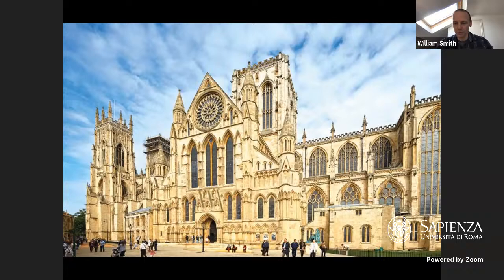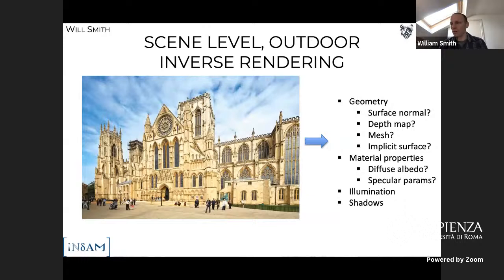So there are a few sub problems that you might consider trying to solve in doing this. One question is, what should we estimate? How should we represent it? So for example, for geometry, we might estimate a per pixel normal map. This is nice because then we don't have to worry about occlusions, for example, that would be present in a mesh. But on the other hand, we can't reason about shadowing or self-occlusions if we only work in the surface normal domain. So we might estimate a depth map or a mesh, or recently implicit surfaces have been gaining a lot of ground as a good way to represent geometry.